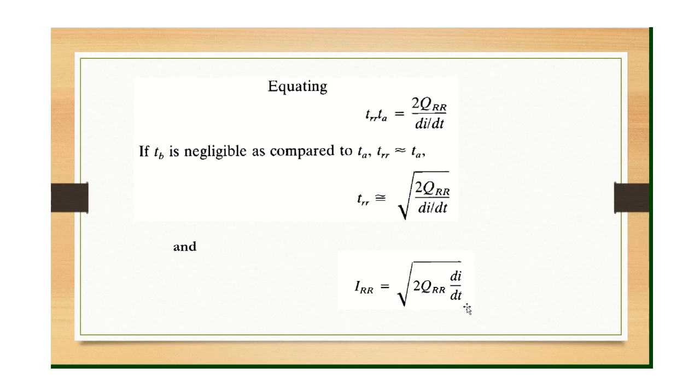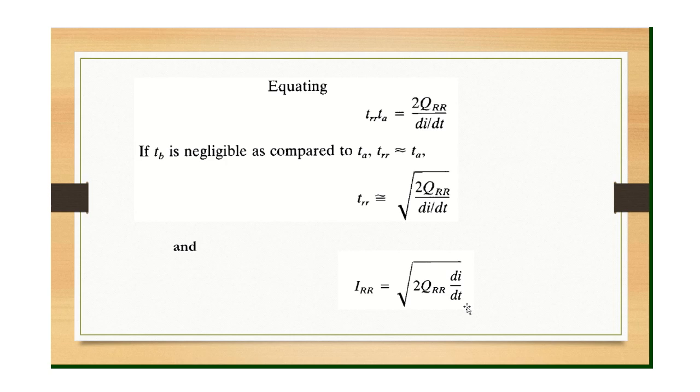Nothing much there. So from the equations, what do we understand? The reverse recovery time TRR and the peak reverse recovery current IRR, they both depend on the storage charge QRR and the reverse di by dt, that is the rate of change of current with respect to time, right? So both reverse recovery time and peak reverse recovery current depend on the charges.